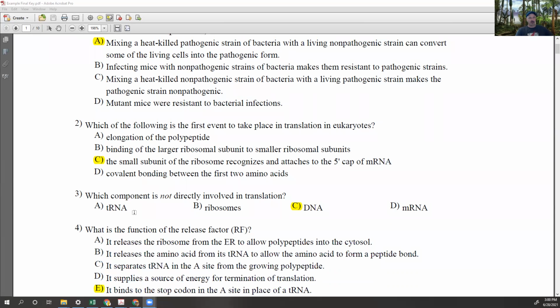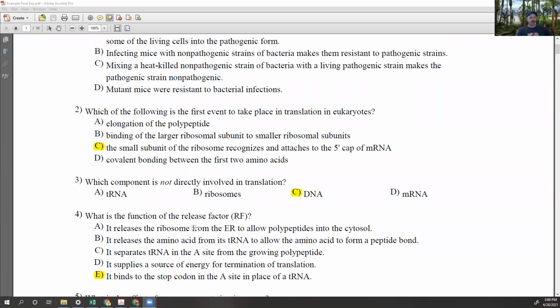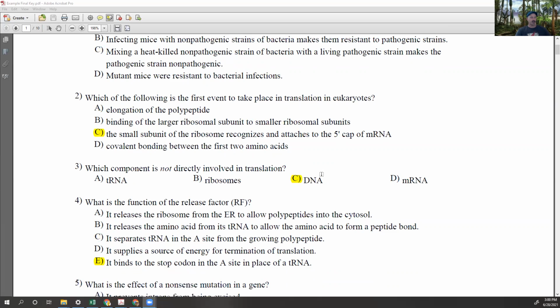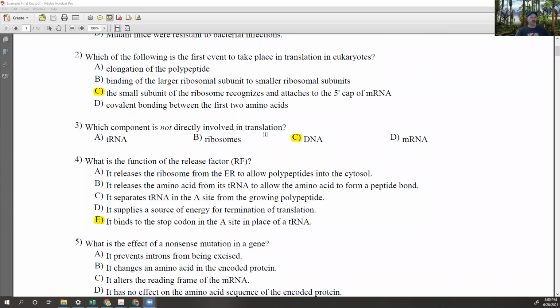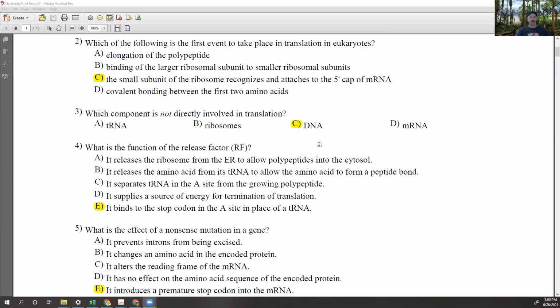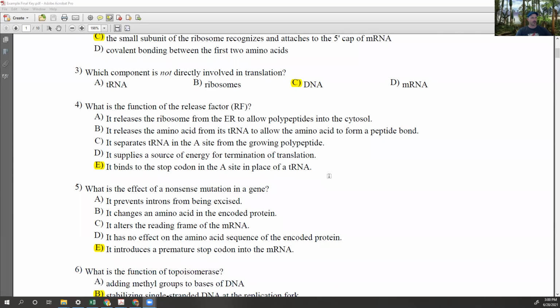Number two, which of the following is the first event to take place in translation? Well, the small subunit of a ribosome attaches to the 5' end of the messenger RNA. So messenger RNA binds to the small subunit, then the large subunit attaches, and then we can begin translation. Which component is not directly involved in translation? DNA. DNA is not directly involved in it. It makes RNA, messenger RNA, which is directly involved in translation.